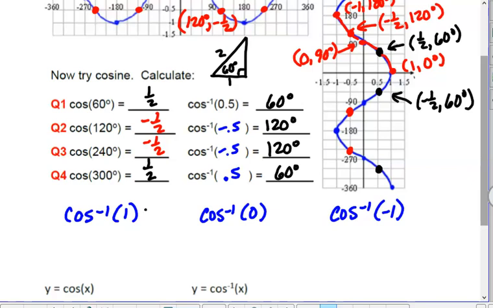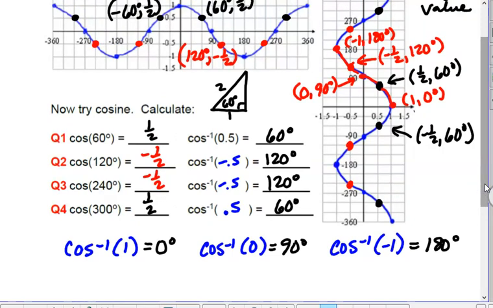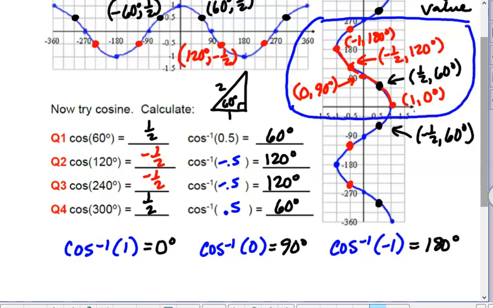We found that inverse cosine of 1 is 0, inverse cosine of 0 is 90, and inverse cosine of negative 1 is 180. Further confirming that this is the correct section for the inverse graph. So I'm going to put a box around it. We don't include this point, but it's just from here, from 0 to 180 on the y-axis.